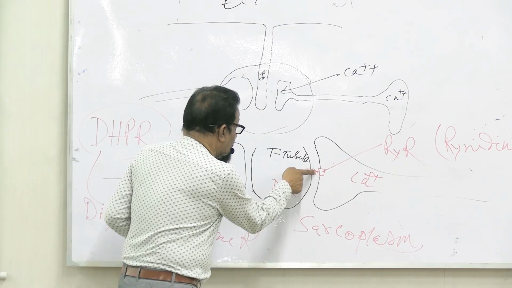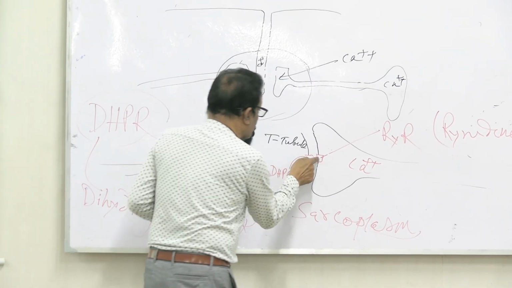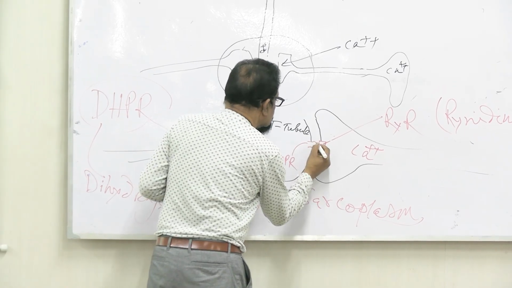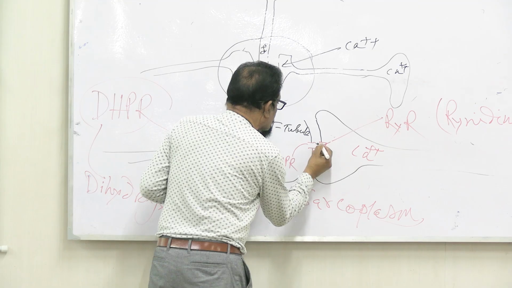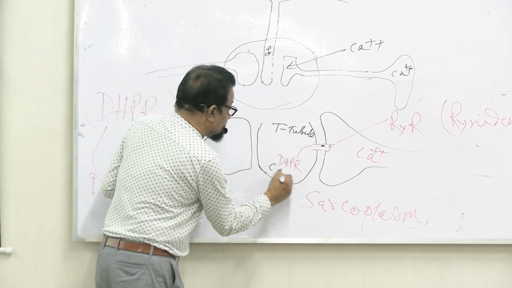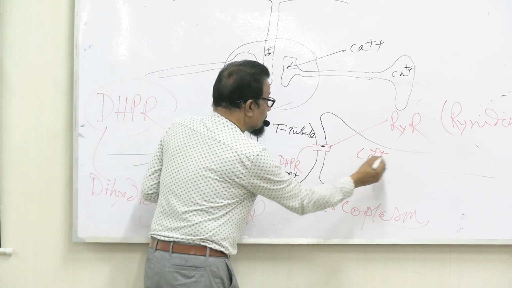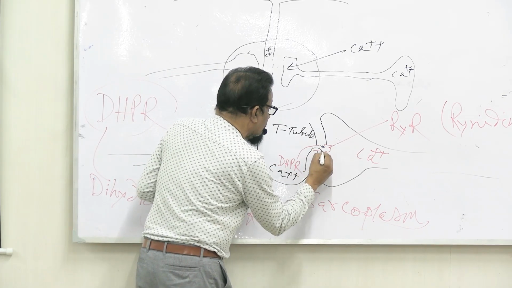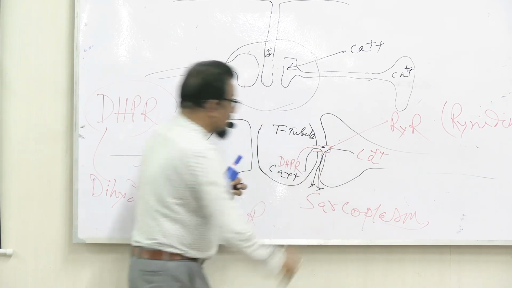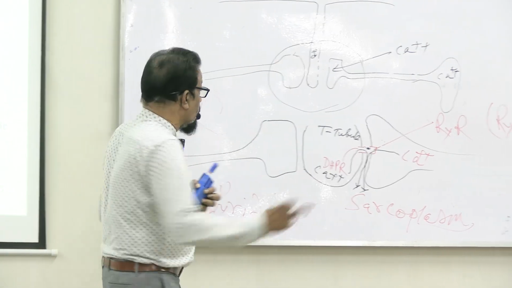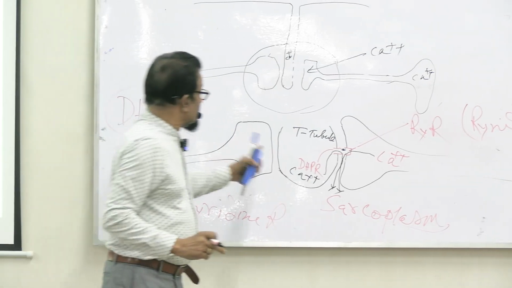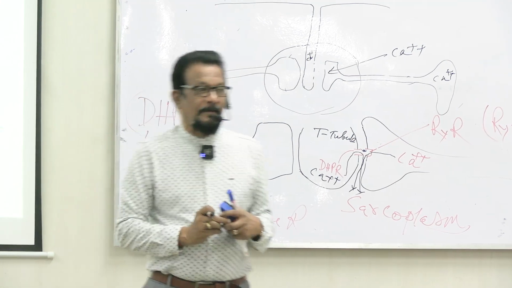Here the calcium ion is there. Here also there is calcium ion. So from here calcium ion will be released. From here also some calcium ion will be released. But more amount will be coming from here. Here the amount is less.